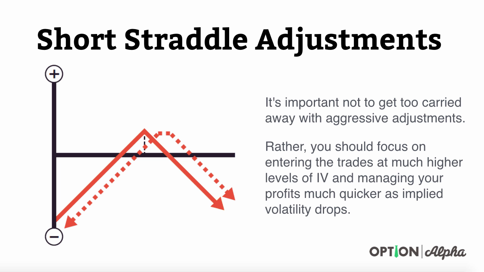Now, here's the thing with short straddle adjustments. It's important not to get too carried away with aggressive adjustments. Even though we talked about taking in a big credit, you have to remember that going inverted is not necessarily the best thing. Rather, you should focus on entering these trades at a much higher level of implied volatility. These are the ultimate strategy to take advantage of super, super high implied volatility markets. So you're definitely not going to enter these during low implied volatility markets, but you really want to enter these very few times throughout the year when implied volatility is very, very high, in the 80th or higher percentile. And again, if you enter them in the right way, in the right market, you'll have an opportunity probably to manage your profits much quicker as implied volatility drops.